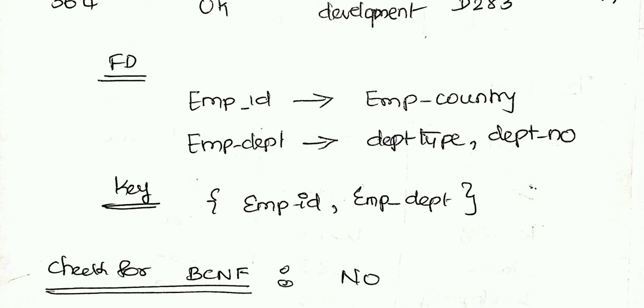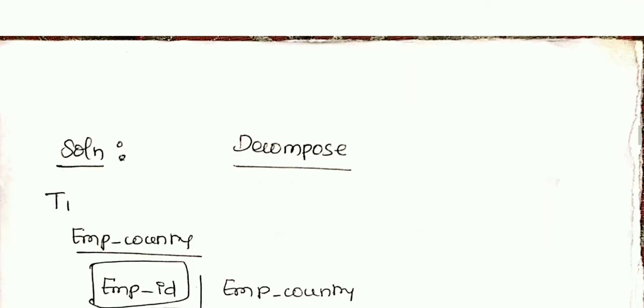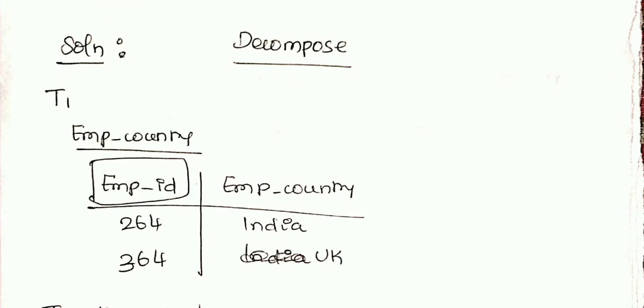So if you decompose this table into the first table T1 with attributes employee ID and employee country, that satisfies BCNF. So go for the T1 table. Here employee ID is the primary key. Here you have only one attribute that specifies the key. Obviously that is a primary key or a super key. So employee ID determines employee country. X is a super key. So this satisfies BCNF. So this is the first decomposed table.